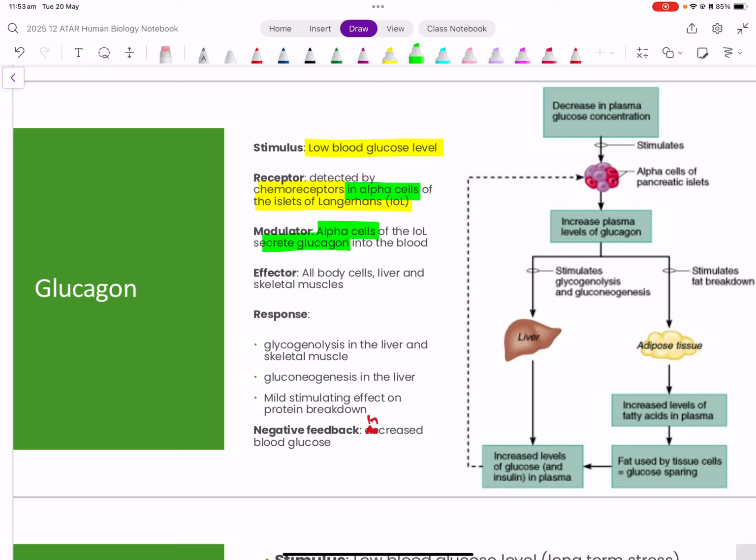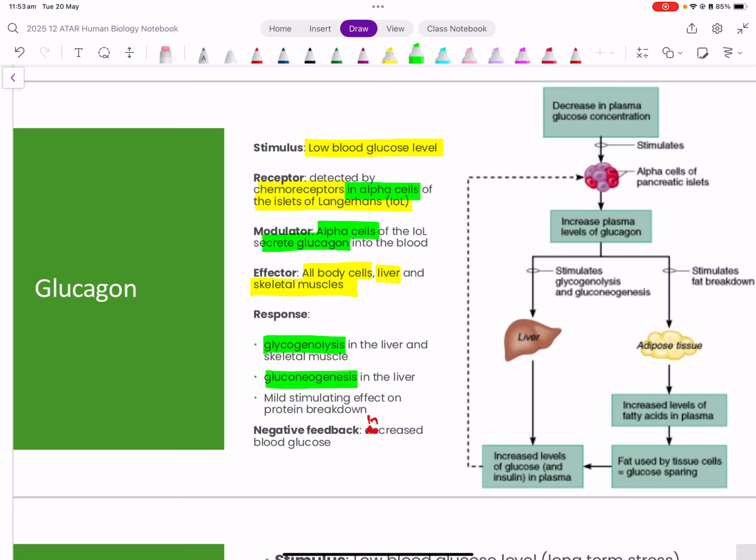So I'm just going to highlight all the differences in green on this slide. The effector remains much the same, so again, all body cells, the liver and skeletal muscles. And the effect this time is glycogenolysis in the liver and skeletal muscles. This is that breakdown of glycogen into glucose. It'll also lead to gluconeogenesis, so where we break down those fatty molecules and turn them into glucose.